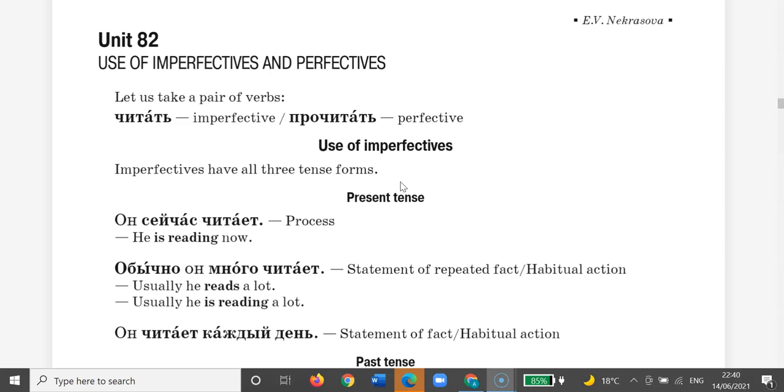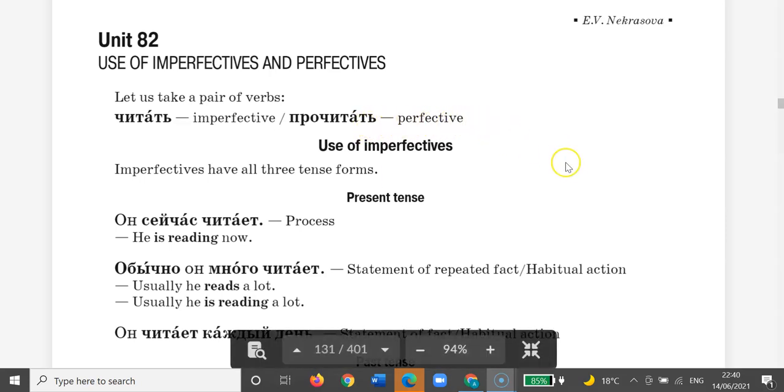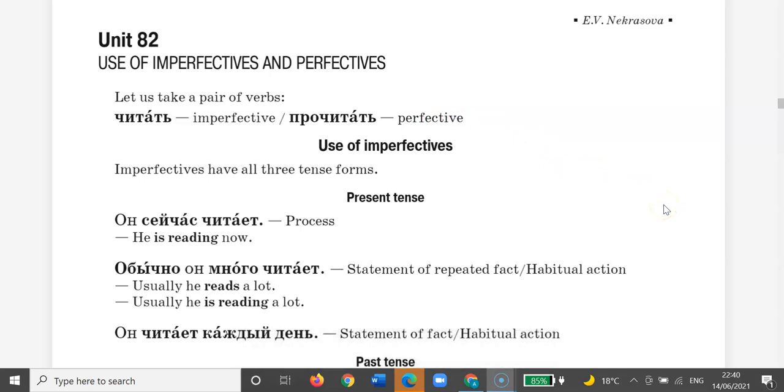Imperfective is usually used in all tenses, like present, past, and future, and perfective only in the future or in the past, because we always assume perfective with a result. So something has been done and there is a result. That would be a perfective verb in Russian.